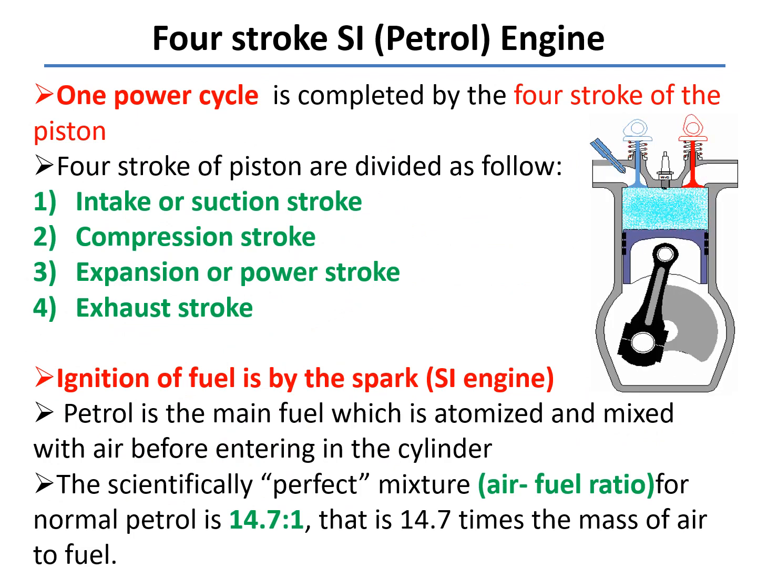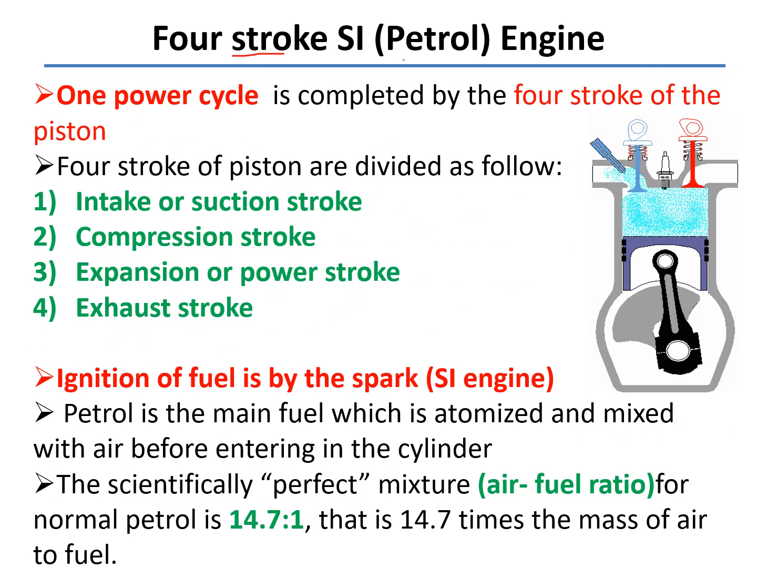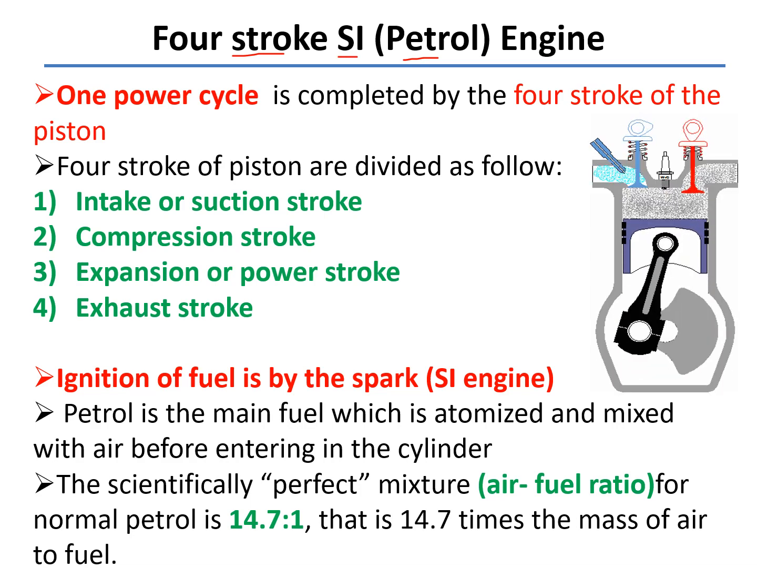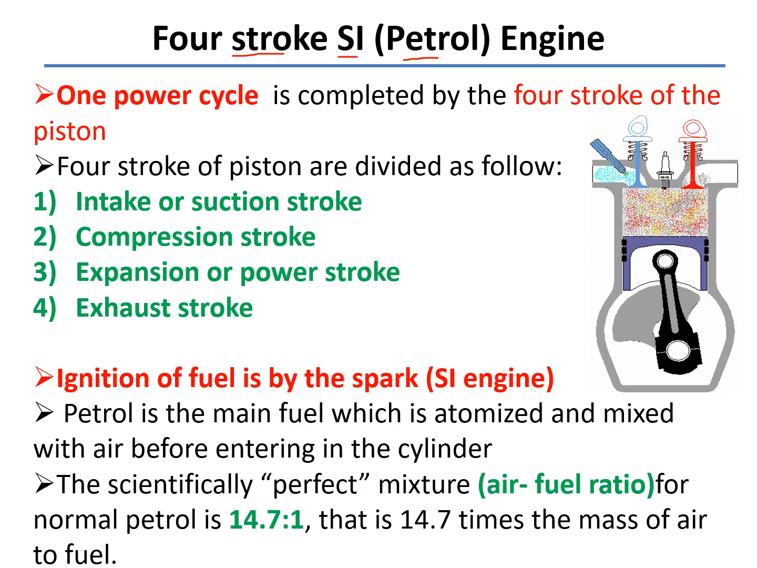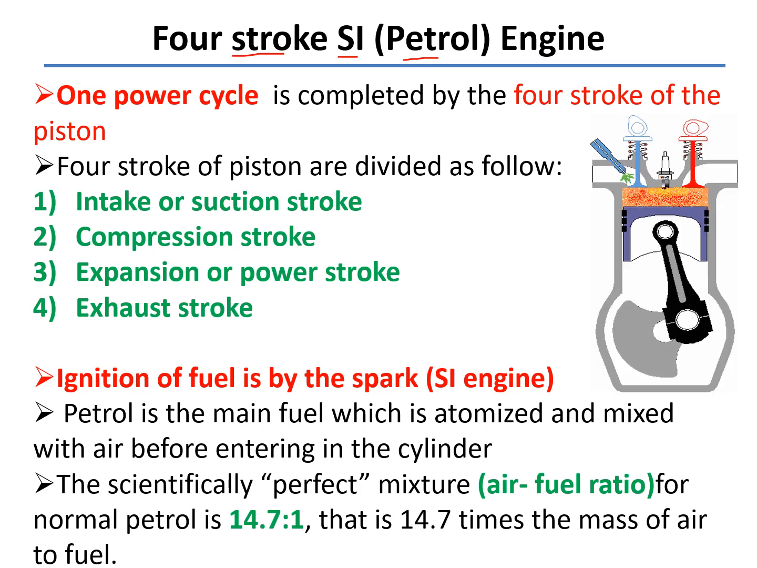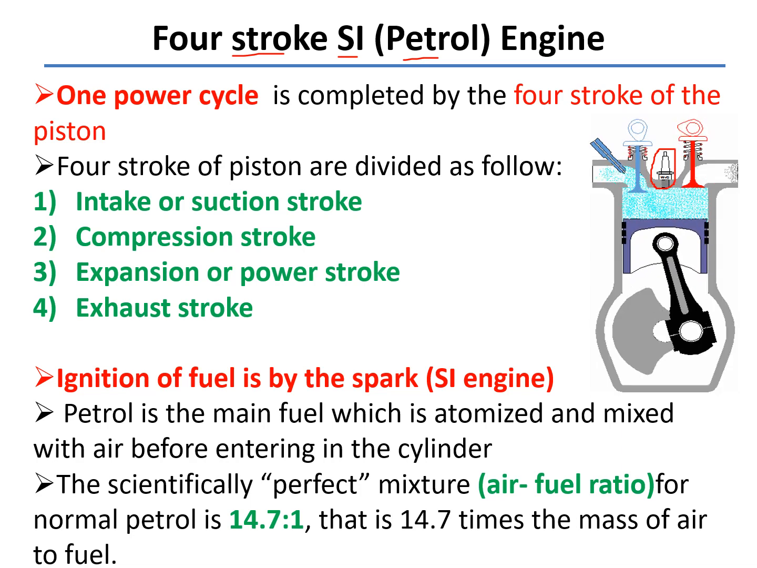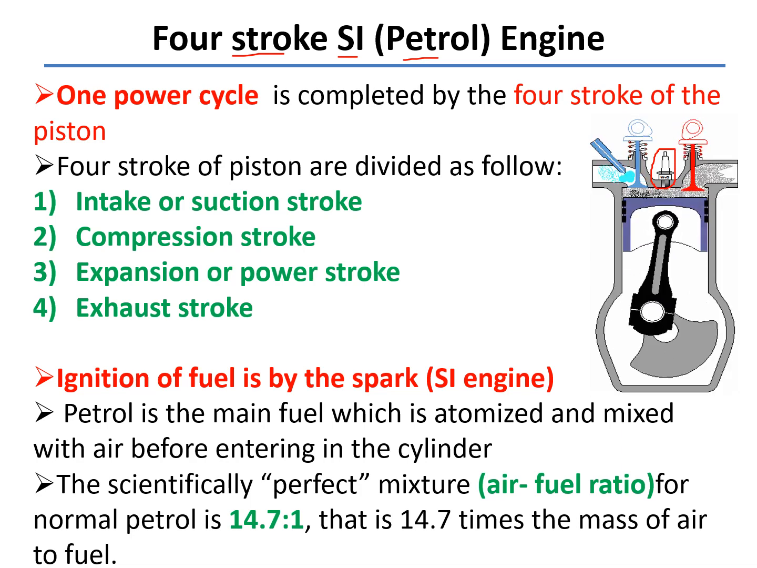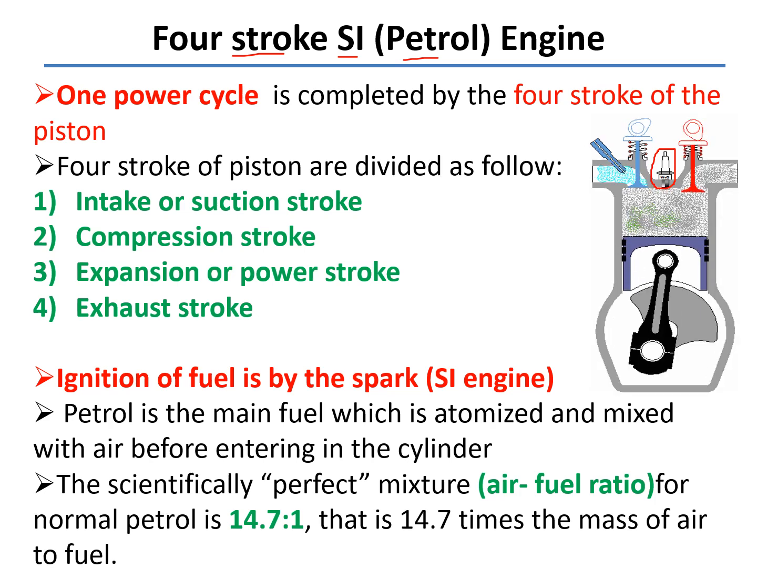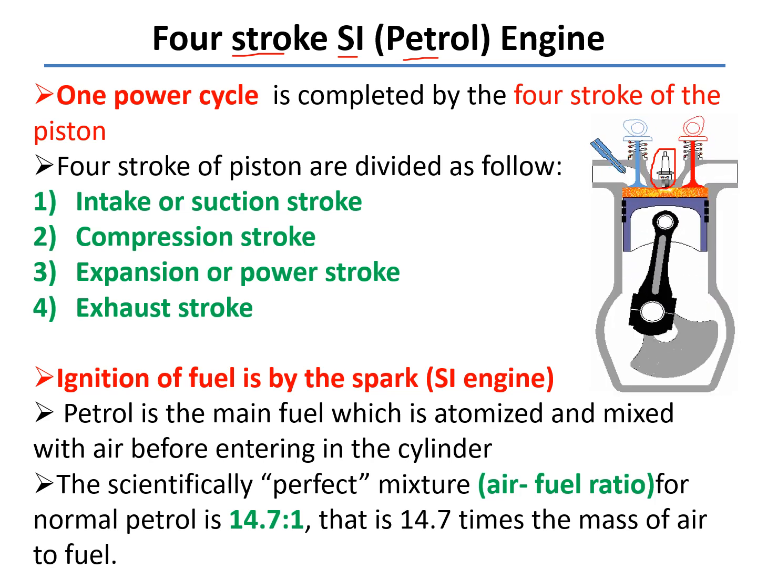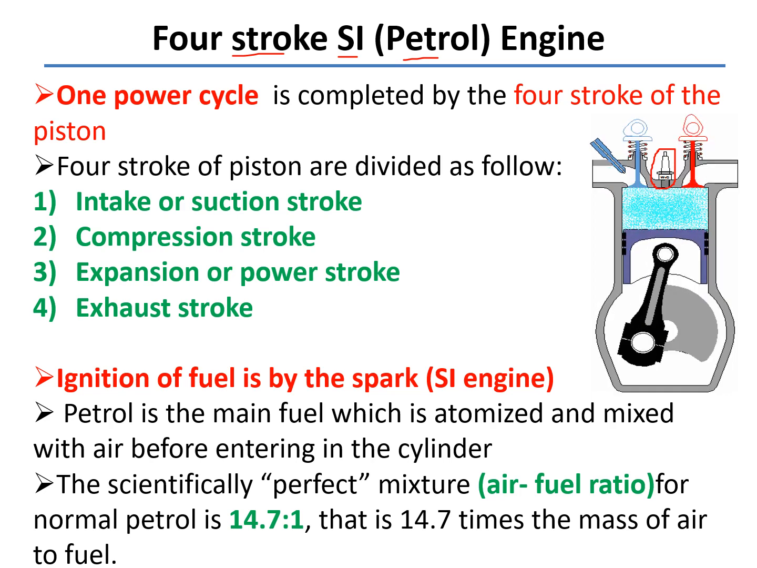Now here I am explaining the 4-stroke petrol engine, and this petrol engine is also the SI engine. Why? Because in all petrol engines, the ignition is done by the spark. It means if an engine has a spark plug, you see here this is the spark plug, that is a petrol engine, because in all petrol engines, the initiation of the ignition is done by the spark. So the petrol engine is also called an SI engine, or spark ignited engine. Now it is 4-stroke.